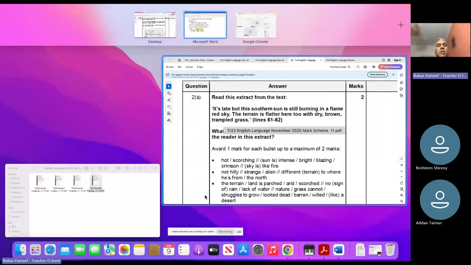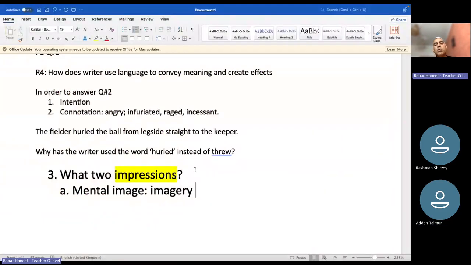Okay. So imagery, mental image, is to do with imagery. You have what two impressions, what two mental images is the writer trying to create. So you have to look for the imagery. For imagery, you have to go with words like what sound can I hear, what could I see, what could I taste, what could I smell?